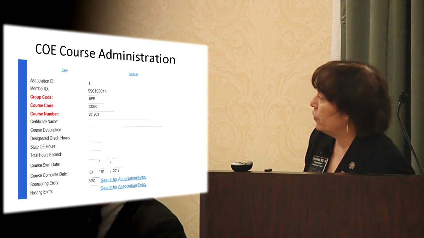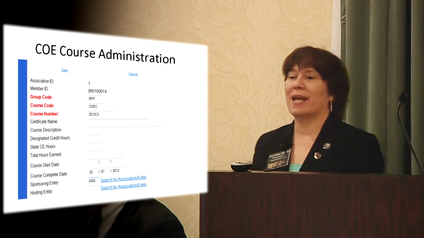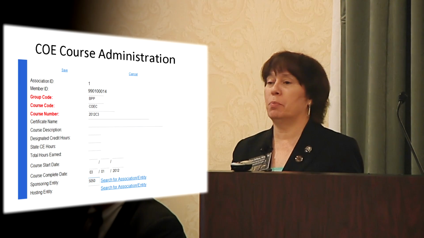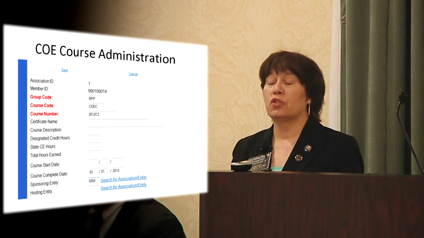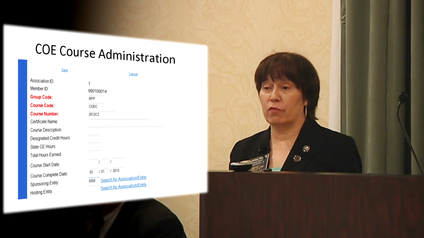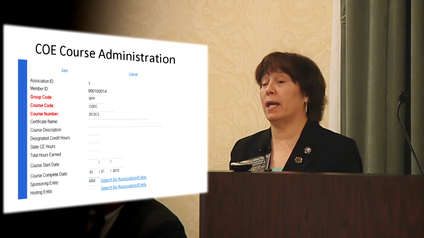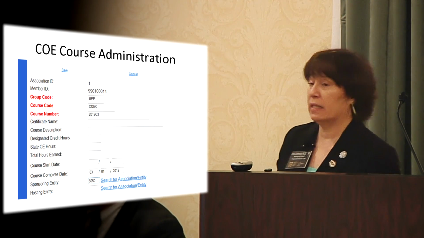And the other field there, the one called sponsoring entity, is for the association who's entering the information to put their association ID. So again, that Houston member is in Fairbanks in December. Fairbanks adds this record. Fairbanks would put their association ID in that field.